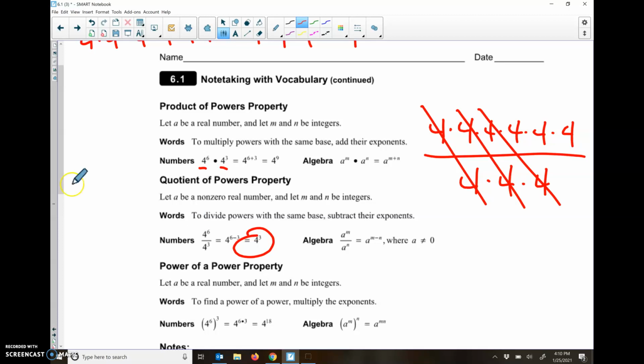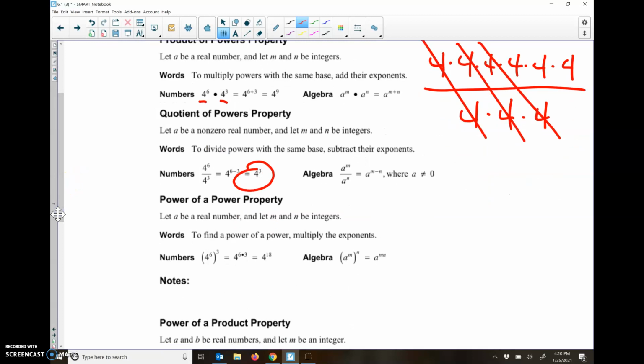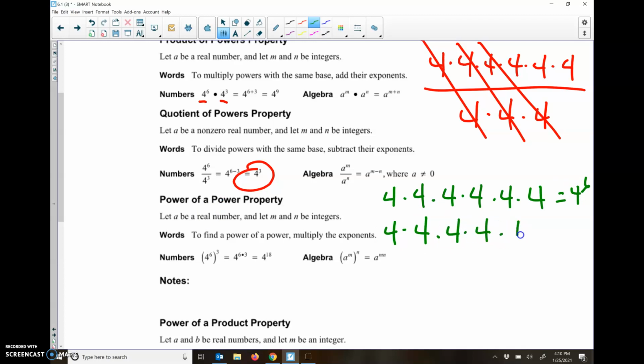Okay? Then we have something called power of a power. So 4 to the 6th power to the 3rd power. So we have 2 of them. And so what that really means is I have 4 6 times. So 4, 4, 4, 4, 4. And now I have that 4 to the 6th power. But then you have that 3 times. So there's 1 time. Here's 2 times.